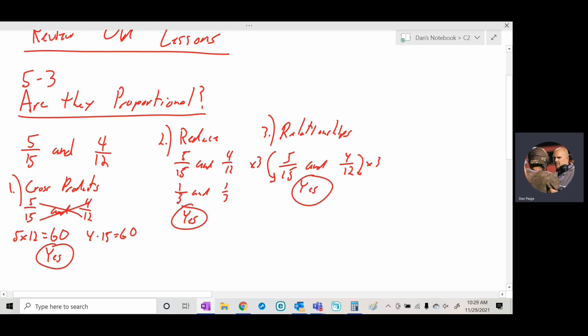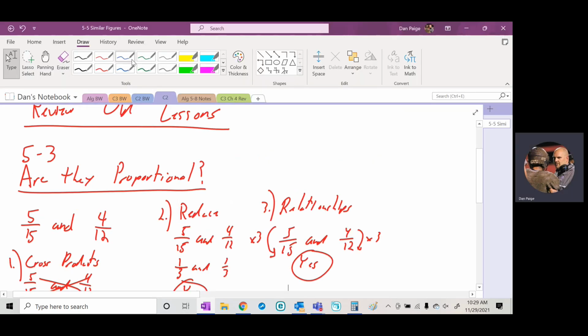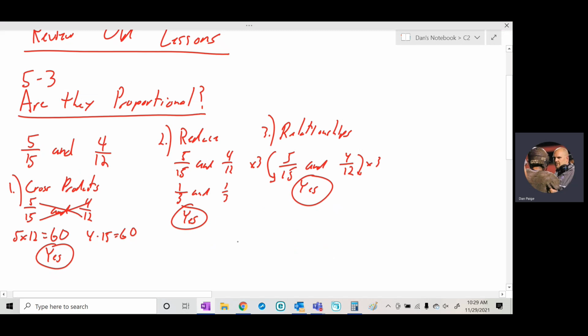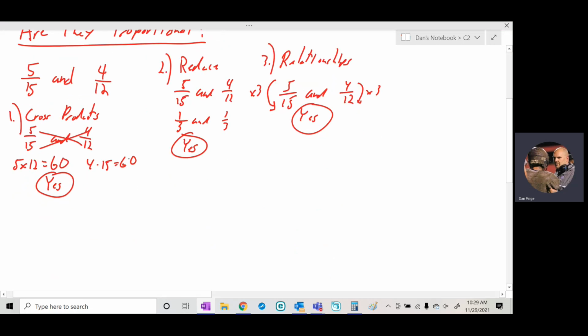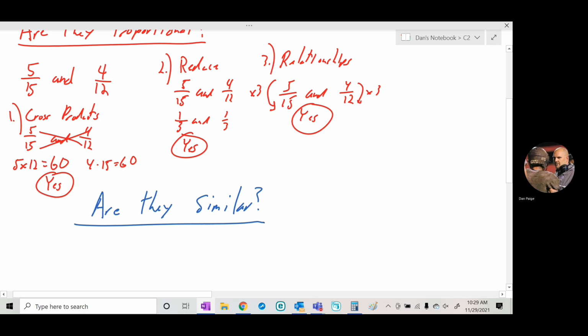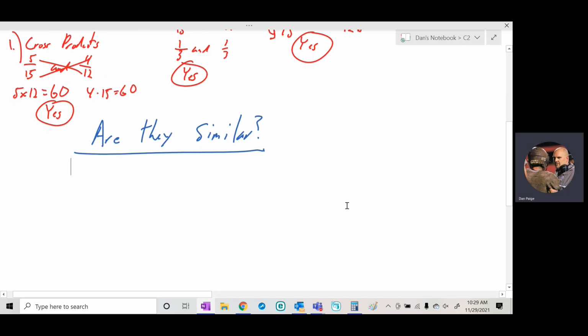Now what we're going to do is take this lesson, are they proportional, and 5-5 does that, but with a fun, pretty picture. The question is not going to be, are they proportional, it's going to be, are they similar? Similar is the geometry version of asking the same question, and now it's going to have a fun, pretty picture with it.